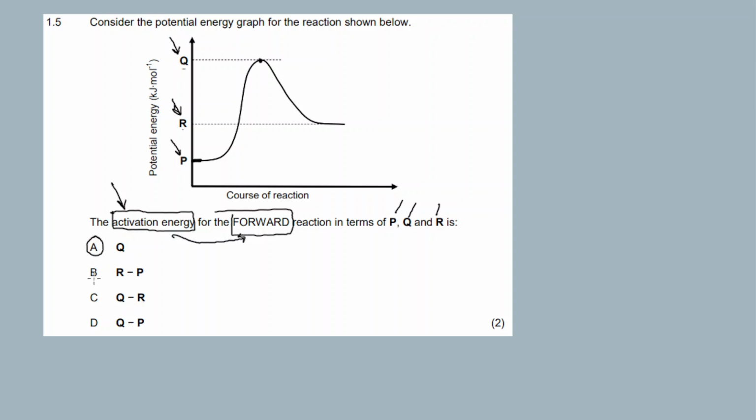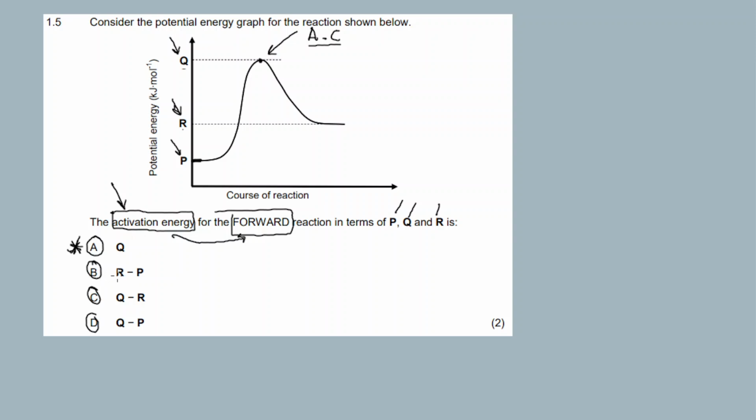Is it A? Is it B? Is it C? Is it D? Let me eliminate A first. Why? Because Q is not the activation energy, but it's something we call the activation complex or the activated complex. I don't remember exactly, but it's somewhere between activation complex and the activated complex. Q, the highest point, is not the activation energy.